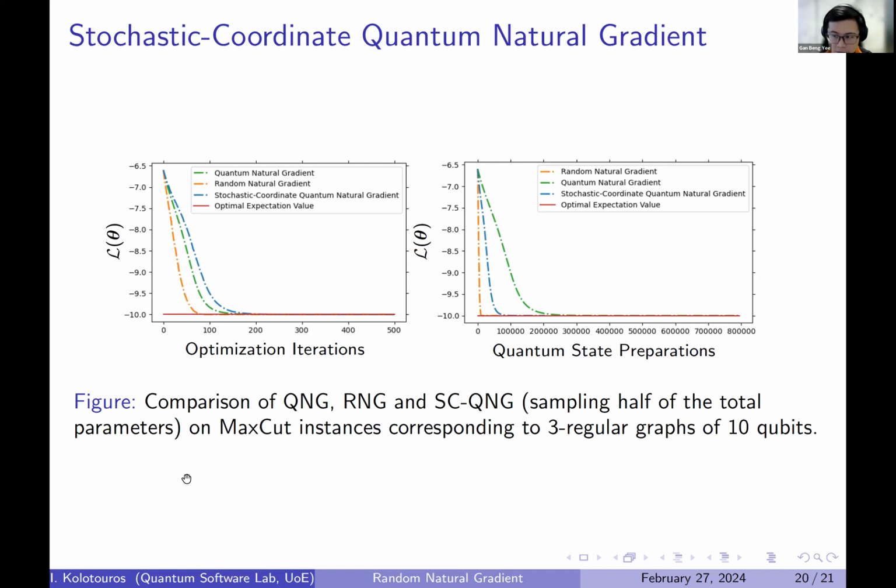Cool. Thanks again, Ioannis, for the very interesting talk. I believe people will go and start using that, even with the interesting scaling that we have here compared to quantum natural gradient design.